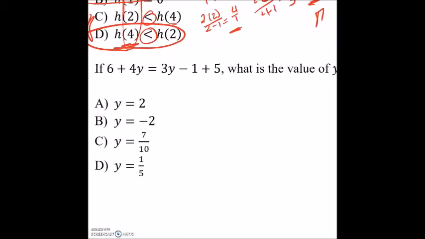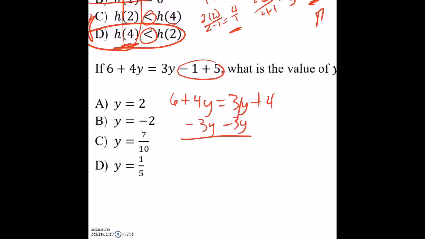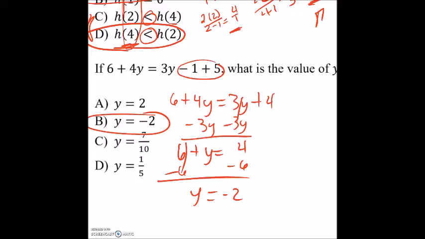The next problem, they're asking for the value of y. So when we look at this, let's go ahead and rewrite this combining those two. So I have 6 plus 4y equals 3y plus 4. So moving our variables to one side, I have 6 plus y equals 4. We subtract 6, y equals negative 2. So my answer would be B. Now remember, you should have worked on this already, and hopefully you are just checking your work.